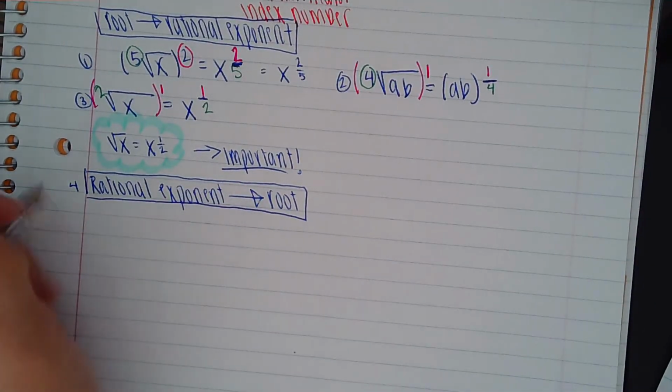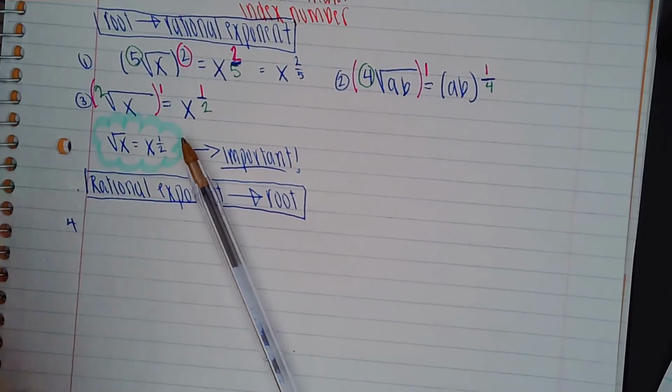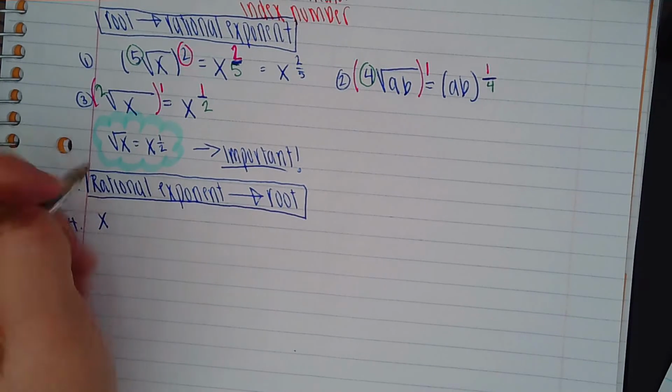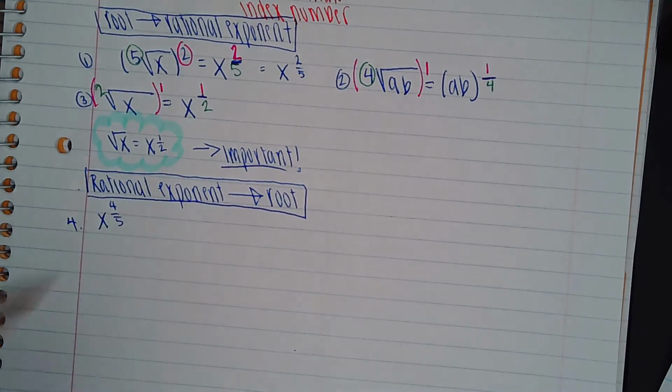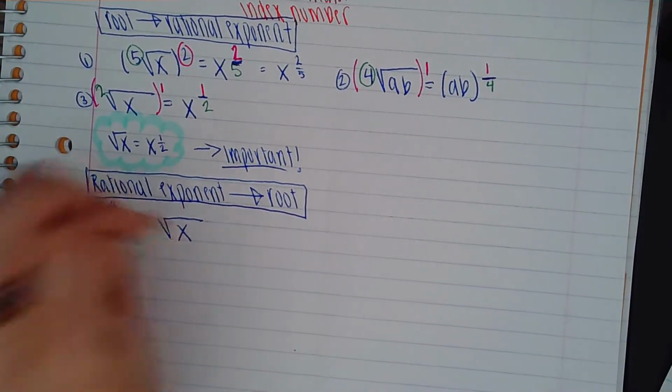Rational exponent to a root. So number 4, let me get some white out so I can erase that other number 4 that I did. And we're going to have x to the 4/5. We're just going to go ahead and write the x inside.